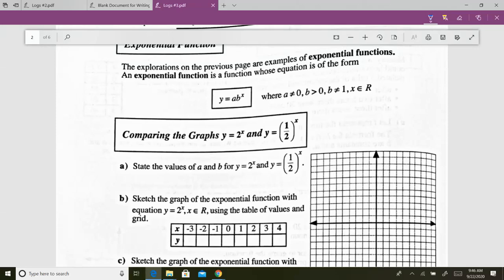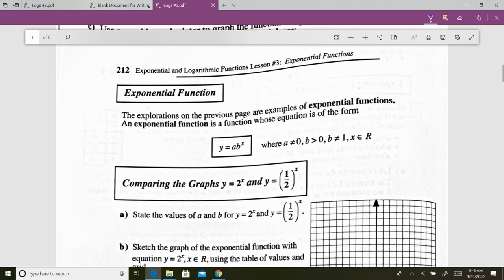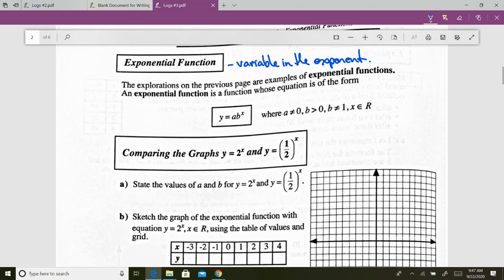Like I said in the previous lesson, an exponential function is a function that has a variable in the exponent. And you've seen exponential functions, you just didn't know that they were exponential functions. When we draw these two graphs, one of them will pop out as, hey, I've seen that before in science class. So this is the general formula, y is equal to ab to the x.